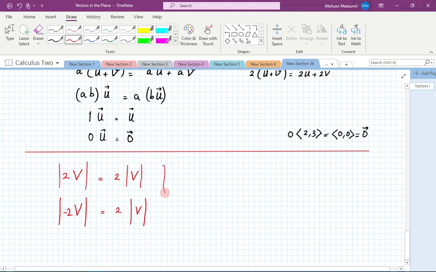To capture both of these things in a single formula, we say if you have a vector, multiply it by some number, which could be positive or negative, and then measure the length of it. What you're going to get is the length of the original vector, but now you have to multiply by the absolute value of the number that you had.